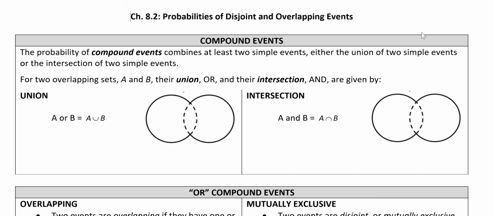All right, today we're going to look at probabilities of disjoint and overlapping events. So first of all, we need to talk about what's called a compound event. The probability of a compound event combines at least two simple events, either the union of two simple events or the intersection of two simple events. So let's go back and review for just a second what a union and an intersection is.